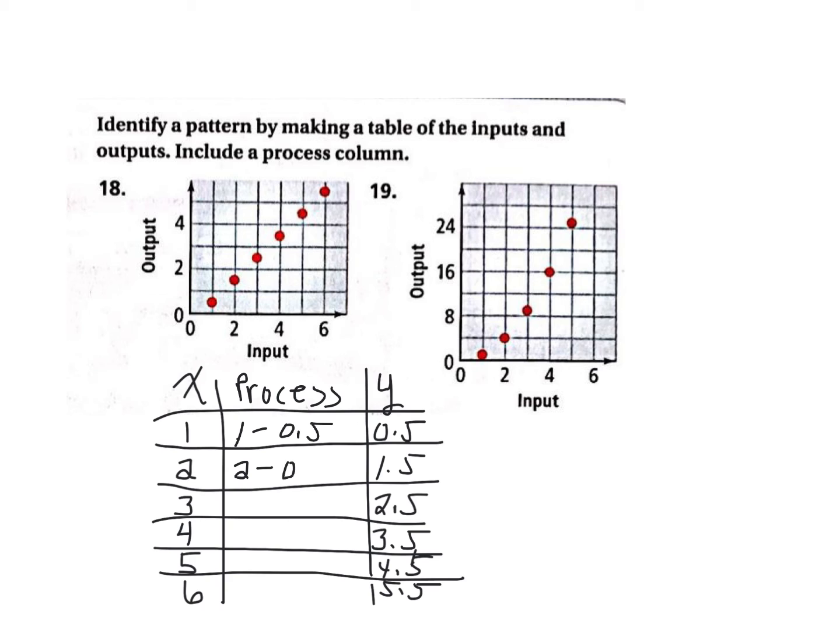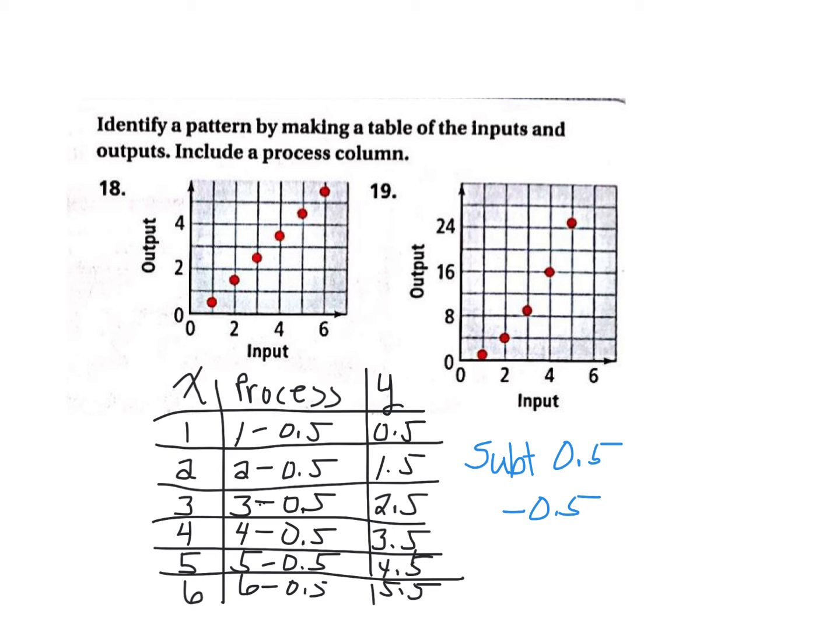2 minus 0.5, so your 0.5 is the pattern, you're minus 0.5, and then 3, and then 4. So I'm going to tell you that the problem that you're going to do, 19, is not just a simple subtraction. Okay, so then the pattern that you're identifying is, in words, it would be subtracting 0.5 or algebraically subtracting 0.5. So that's your pattern, if you will.